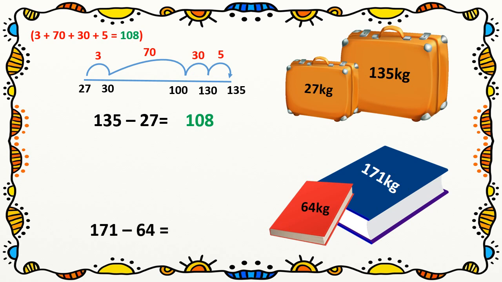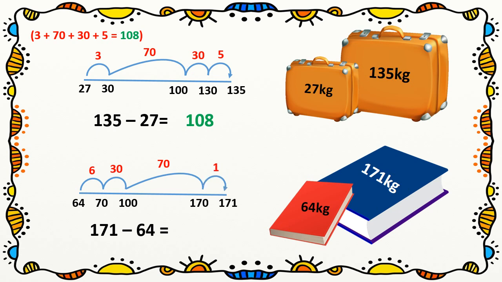171 minus 64 is equal to. 64 onto 70 is 6. 70 onto 100 is 30. 100 onto 170 is 70. 170 onto 171 is 1. 6 plus 30 plus 70 plus 1 equals 107.